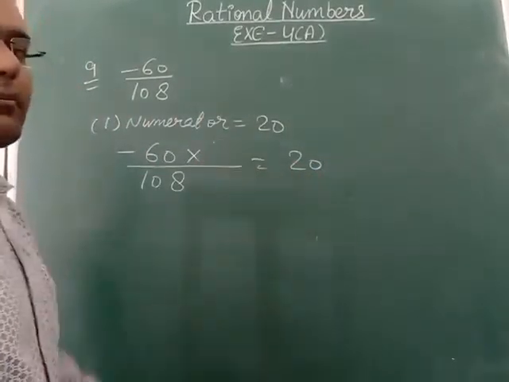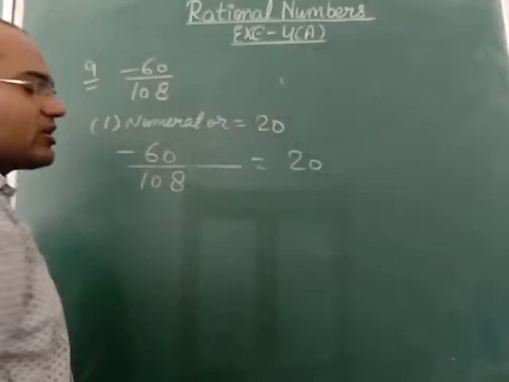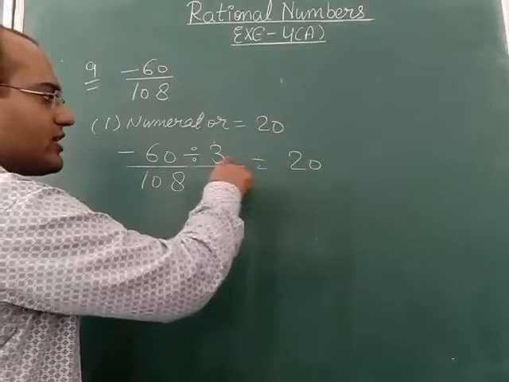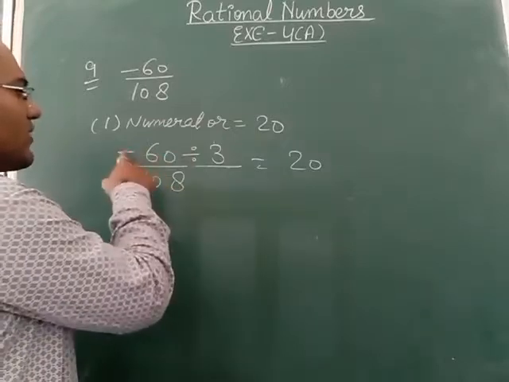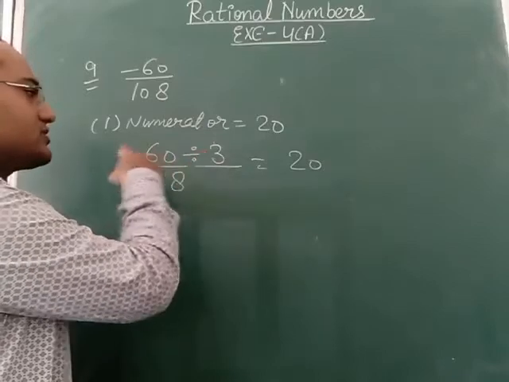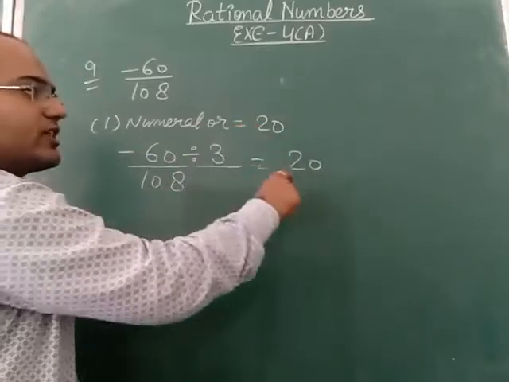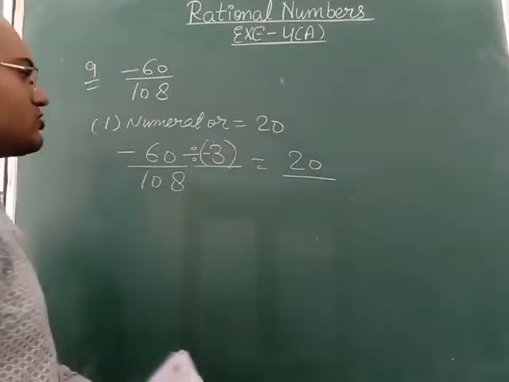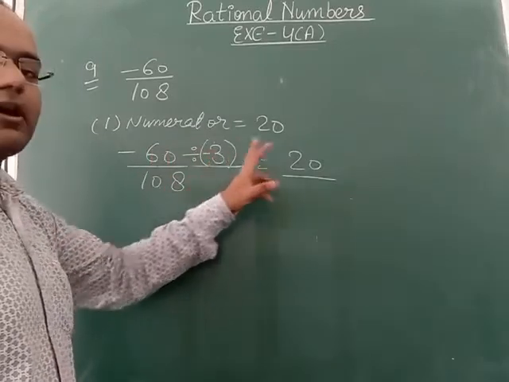So in order to make a smaller number we will not multiply, we will divide. With which number do we have to divide? We have to divide with 3, because 20 into 3 is 60. That's why we divide with 3. Now minus, and here no sign is taken, that means this is plus. Minus divided by plus will be minus. But in the question we have to make plus 20 in the numerator. So we have to take the minus sign here also. Minus divided by minus will become plus. 60 divided by 3 will become 20.